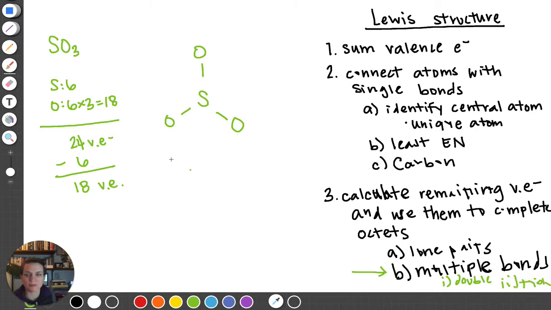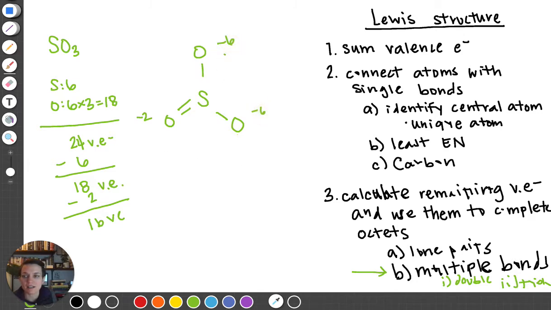Okay, so let's just throw in a double bond here. So now I have 16 valence electrons left. But now I've also accomplished a couple things. So my sulfur now is happy. So that's 2, 4, 6, 8. It has a complete octet. Love it. This oxygen now only needs 2, so it has a deficit of 2. And this has a deficit of 6 still.